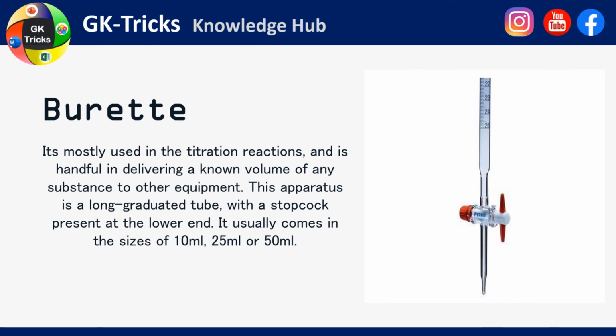Burette. It's mostly used in titration reactions, and is helpful in delivering a known volume of any substance to other equipment. This apparatus is a long graduated tube, with a stopcock present at the lower end. It usually comes in sizes of 10 ml, 25 ml, or 50 ml.